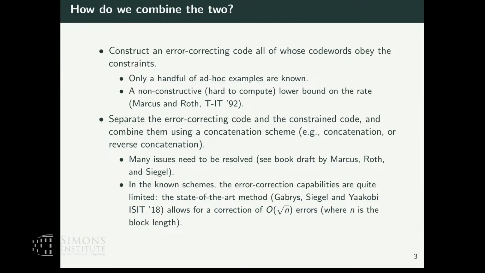I would like to mention the state of the art. So there are works being published on this concatenation problem. I think the latest one is due to our friends in the audience. I don't see Ryan, but Eitan and Paul Siegel from 2018, ISIT 2018, allowing for a correction of up to, so that's the best thing I know of, up to square root of n errors while maintaining a constraint, where n is the block length.